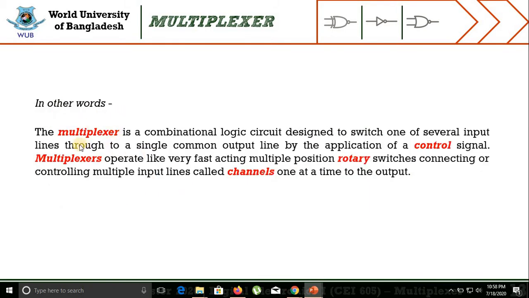In another way, we can say the multiplexer is a combinational logic circuit designed to switch one of several input lines through a single common output line by the application of a control signal. Multiplexers operate like very fast acting multiple position rotary switches, connecting or controlling multiple input lines called channels, one at a time, to the output.